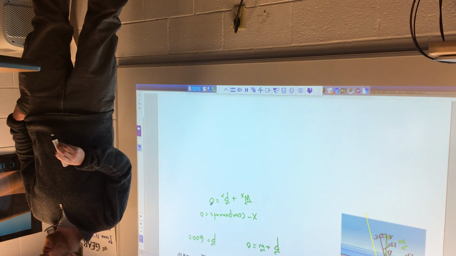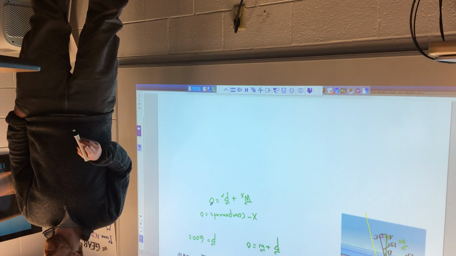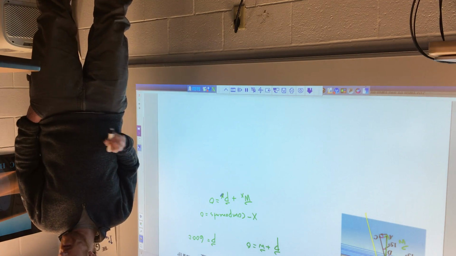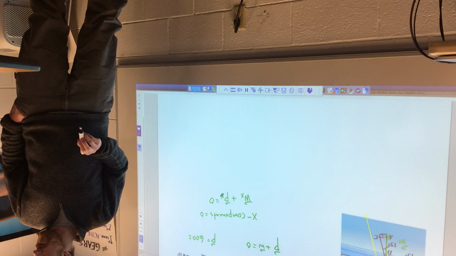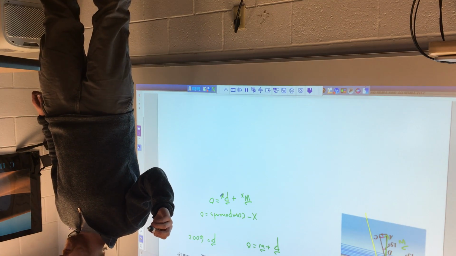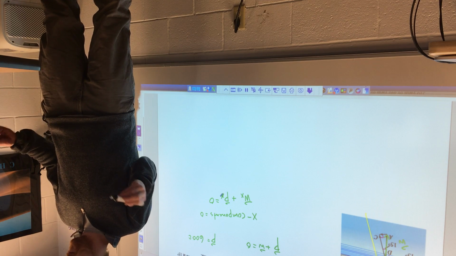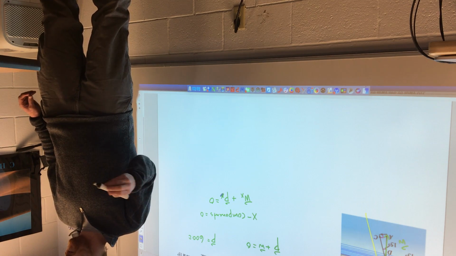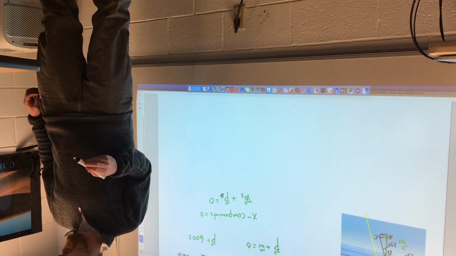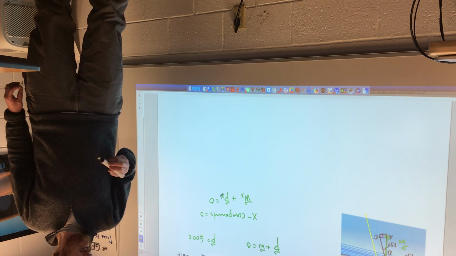So now what's the x component of the weight? Why is it 0? Because we're going to move at a constant velocity, which means that the sum of the forces equals 0 because the acceleration is 0.